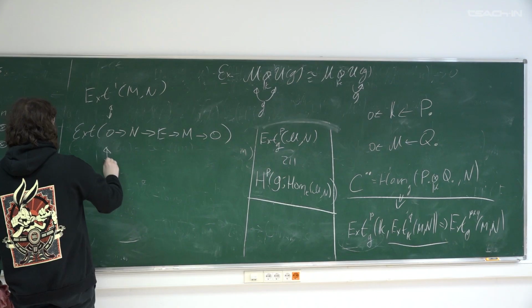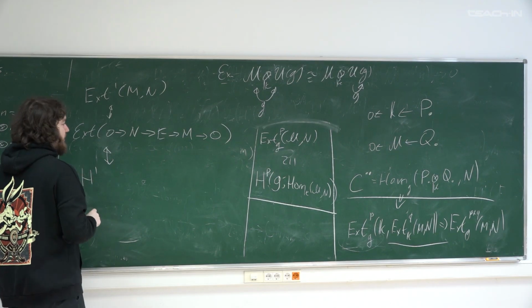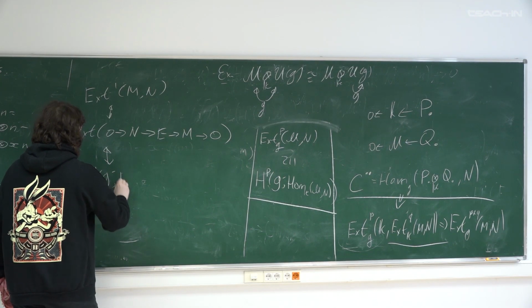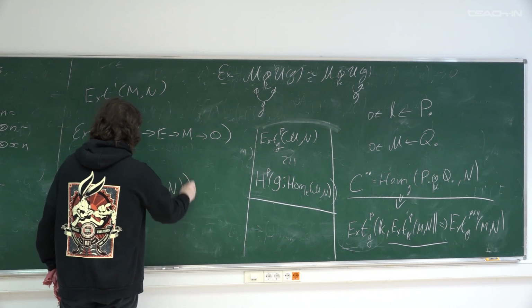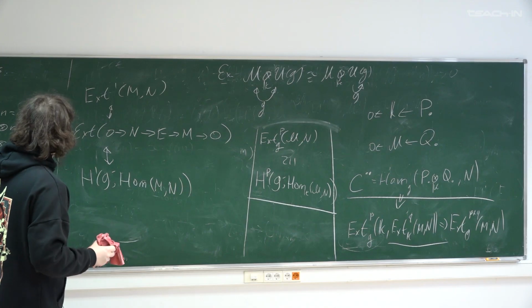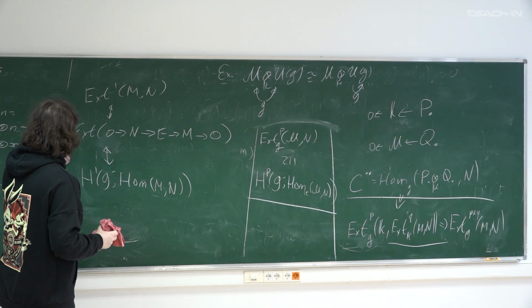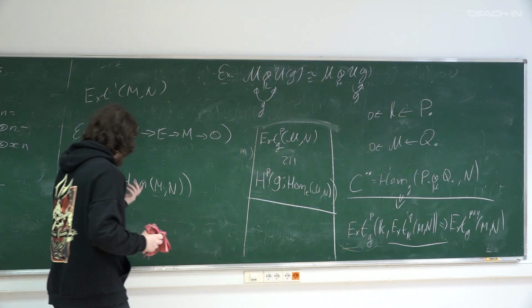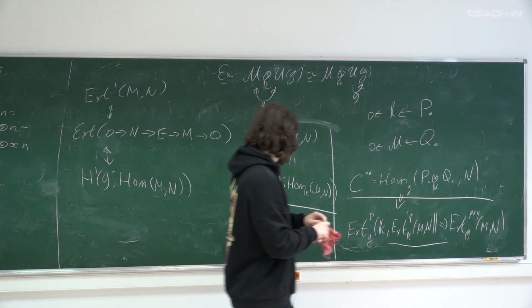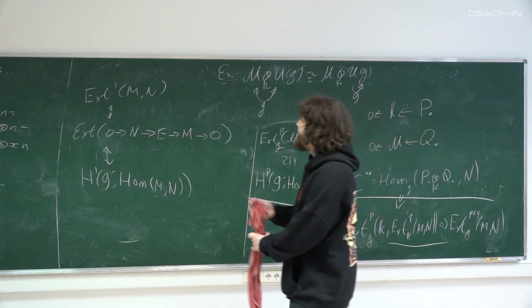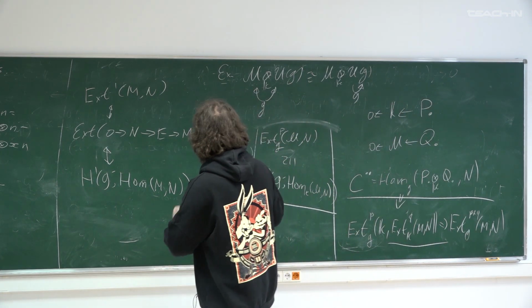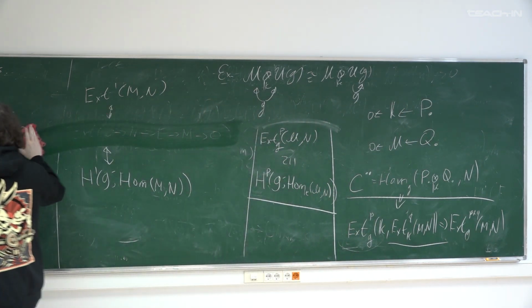And now we know that this is the same thing as the first cohomology of G with coefficients in Hom from M to N. So in fact, these extensions are classified by cohomology with coefficients in some Hom module. Okay, this is what we did last time. Now something new.